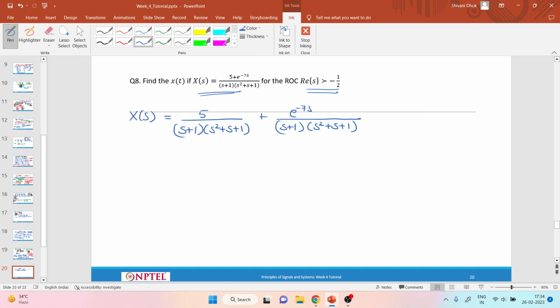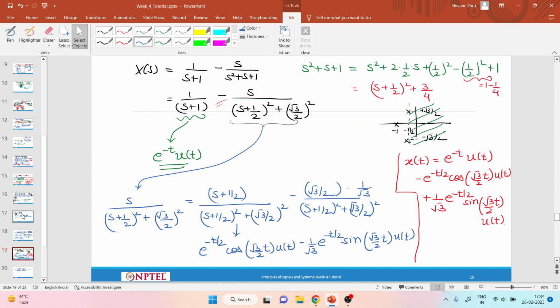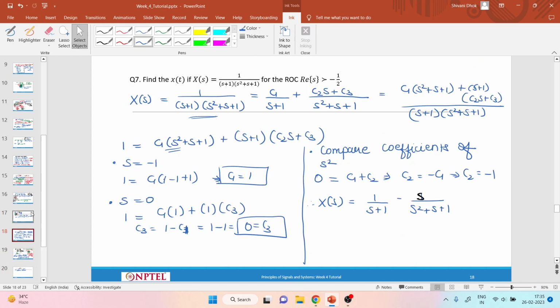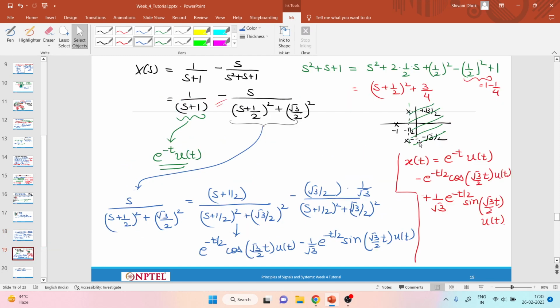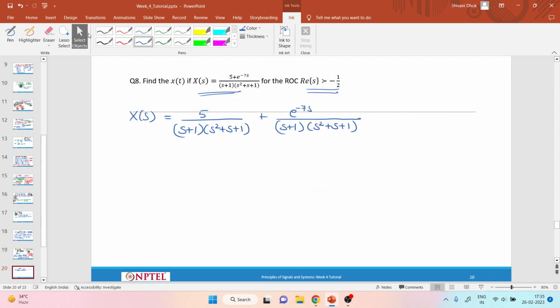Now this thing, 1 upon (s plus 1) into (s squared plus s plus 1), we have already found. If we look at the previous question that we have looked at, it was exactly the same: 1 upon (s plus 1)(s squared plus s plus 1) with region of convergence real part of s greater than minus 1 by 2. We have found its inverse Laplace transform, so I'll just rewrite it here.